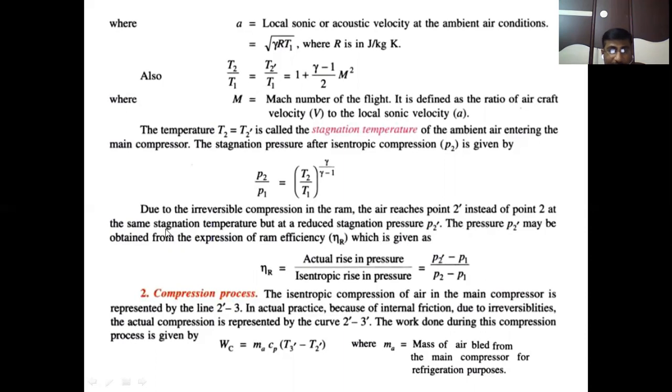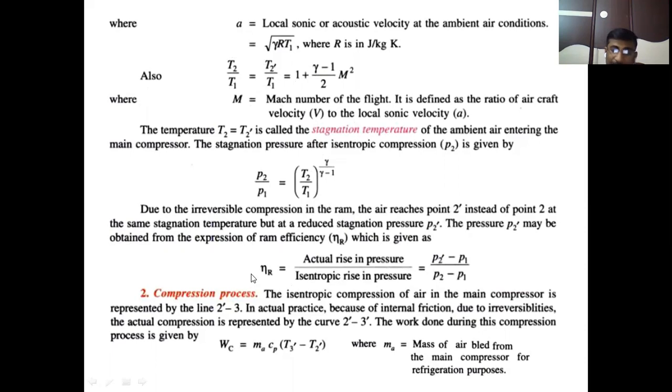The pressure P2 dash may be obtained from the expression for ram efficiency. It depends on the ram efficiency. Ram efficiency is equal to actual rise in pressure by isentropic rise in pressure. Actual rise in pressure is P2 dash minus P1, and P2 minus P1 is the isentropic rise in pressure. From this equation, we can calculate P2 dash after getting P2 from this adiabatic rule. These are the equations to calculate the pressure and temperature after ramming.